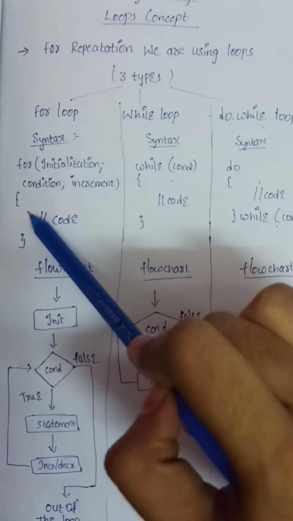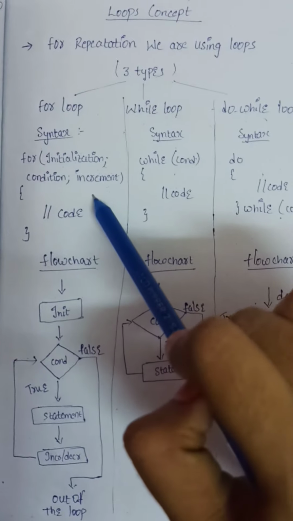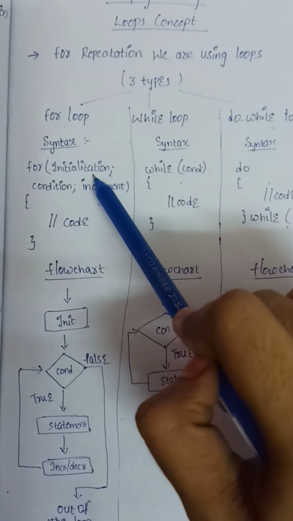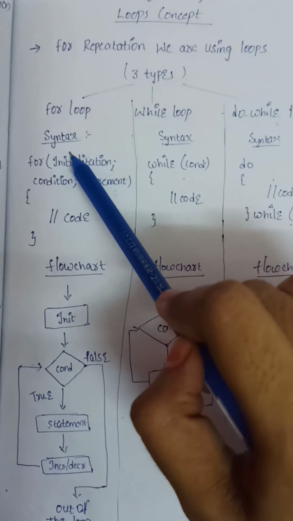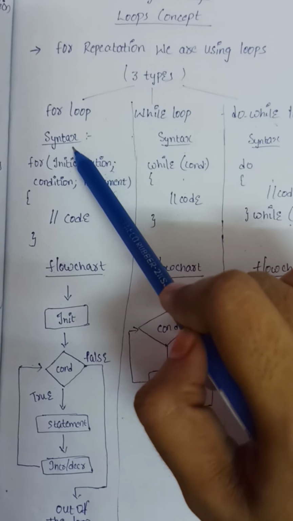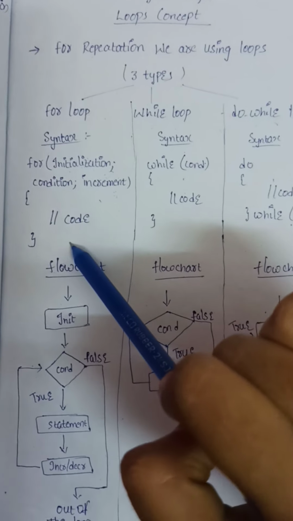This is the syntax for the for loop. It has initialization, condition, and increment. Initialization is where the loop will start. For example, if we specify here i = 0, it means the loop will start from 0 onwards. Condition: based on the condition, the loop will be executed.